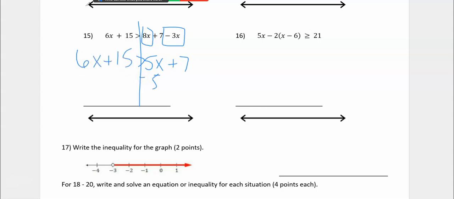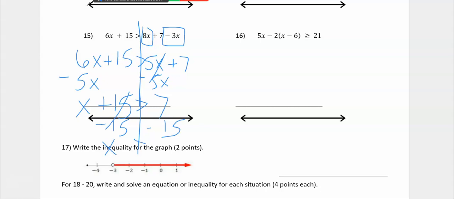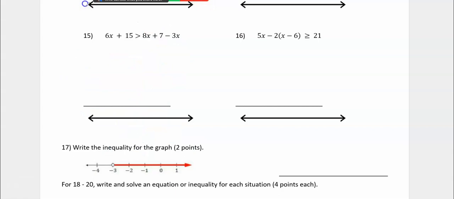I'm going to start by subtracting 5x to combine things on both sides. So 6 minus 5 is just 1. I'm just going to write x. And that'd be 7. And then subtract 15. So x is greater than, no need to flip the sign, negative 8. Clear that out so I can graph it.